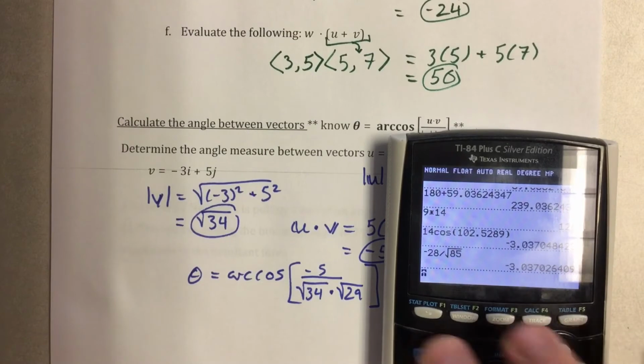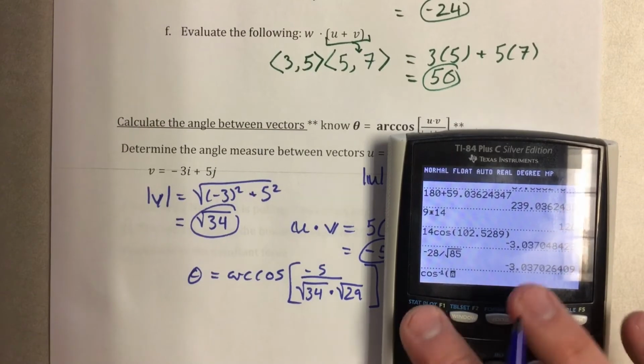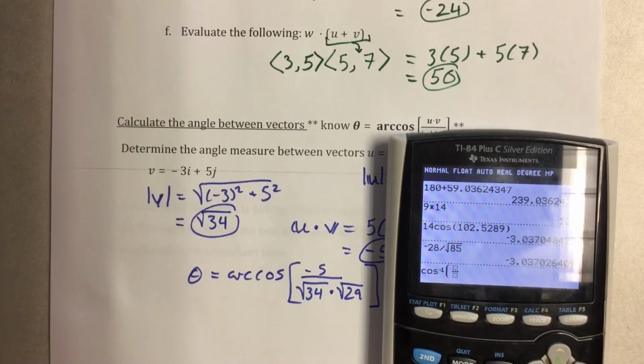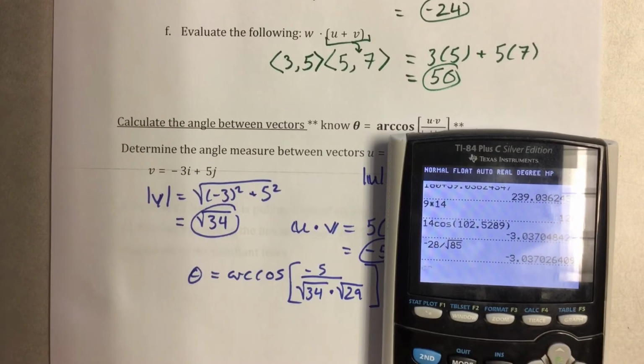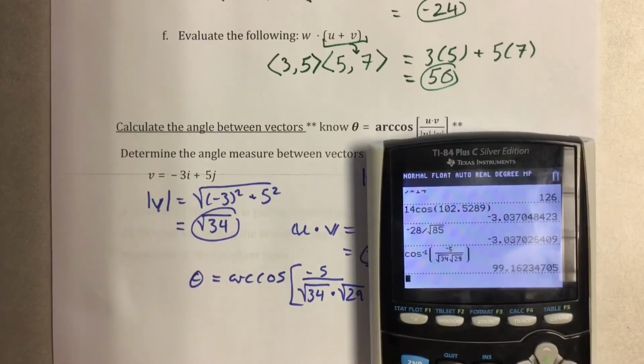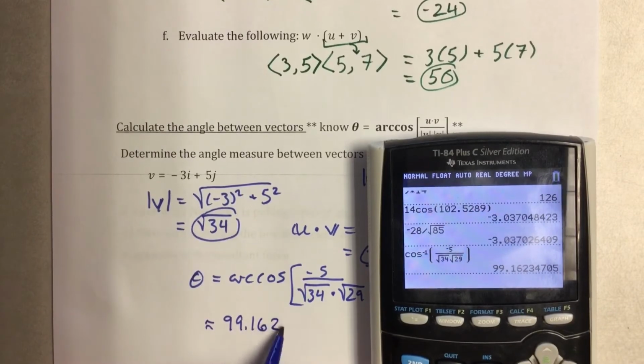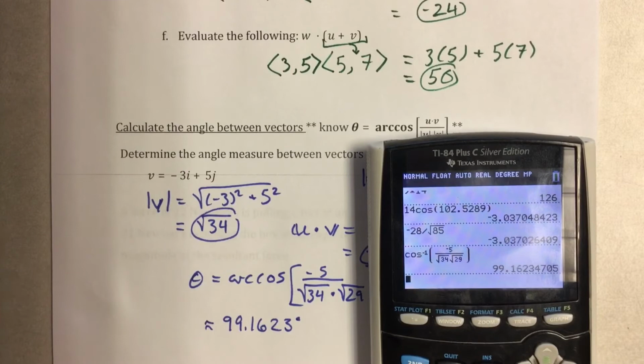So we get the arc cosine, let's say alpha equals, negative 5 over square root of 34 and square root of 29, gives us an angle of approximately 99.1623 degrees. And when you get an angle measure here, it is the angle between them. There's no other alterations needed that we needed to do for direction angles. This is the angle between them.